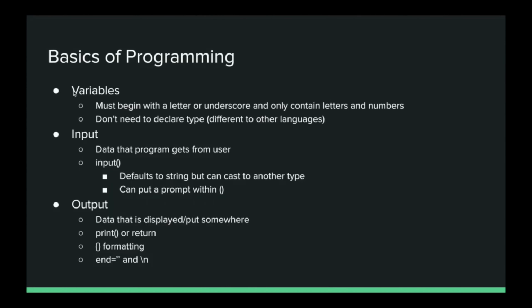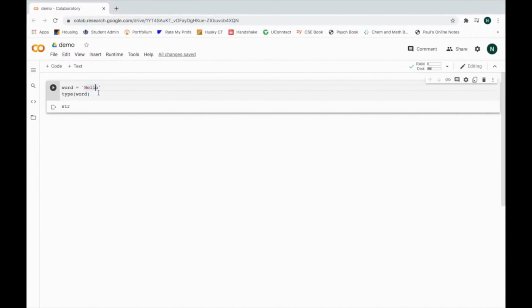Another common vocab word for programming is input. This is data that the program gets through the user, whether that's through a file or typing through the keyboard. In Python, that's taken using the command input parentheses. And this input defaults to a string, but you can cast it to another type using those data type commands I showed you before. And you can also put a prompt within the parentheses for the user. So I can show an example.